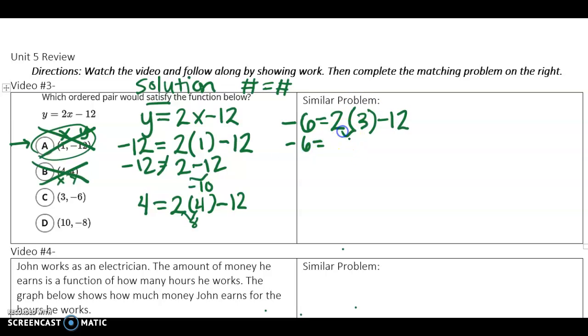Negative 6 equals 6 minus 12. And in this case, I will in fact get that negative 6 equals negative 6. So that means that this coordinate point, 3, negative 6, is a solution to this equation. So on a graph, that would be a point on the line.